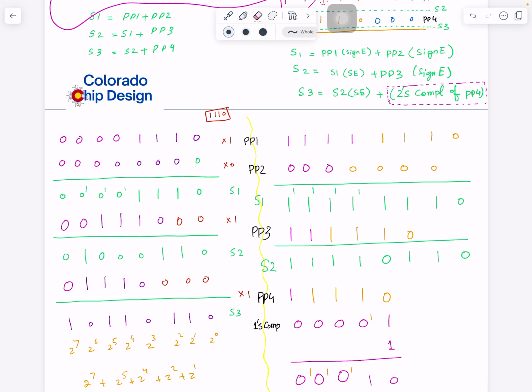Okay, let's do that again. 0 0 0 1 0 1 1 0 1 1 1 0. Then 1, then 1 and 0. Somehow I put this number correctly, but there was no carry. All right.